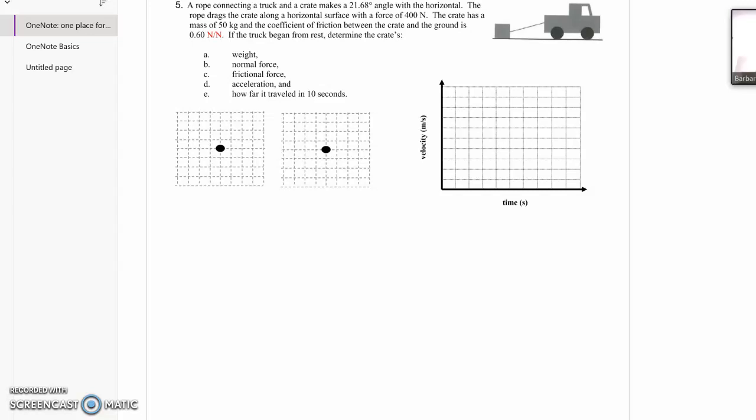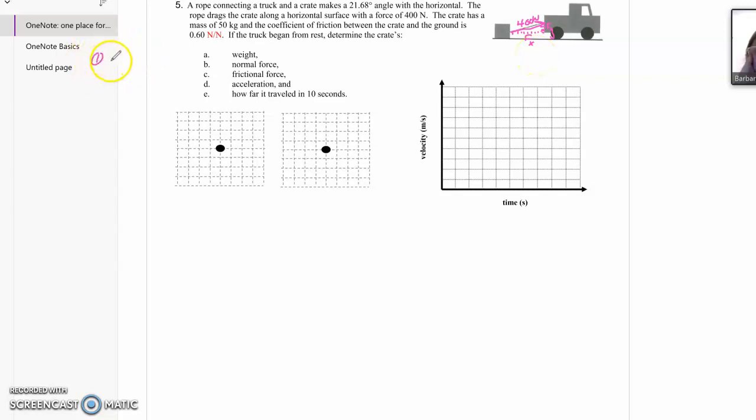Okay, so we're taking a look at number 5 here. I noticed, first of all, for sure that the rope makes an angle. So I just know I'm going to have to deal with that, right? So there's that. It says it's 400 newtons, but I know that there's going to be a piece that's Fx, and there's going to be a piece that's Fy. So I just need to keep that in mind.